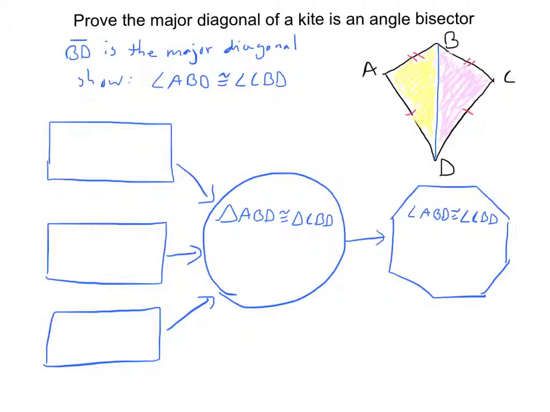And I need to look for what my driving mechanism is. I don't know any of the angles here. I know this side and this side. I know this side and this side. And this side, BD, that's shared by both of them. So it looks like this is going to be a side, side, side argument. And I'm just going to start writing that over here.